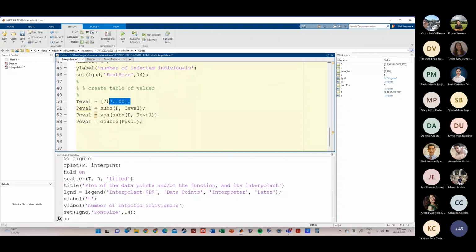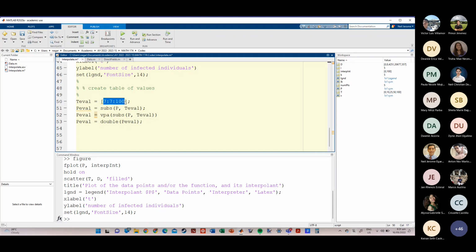Alright? Una, gagawa muna ako ng time interval kung saan ko i-evaluate yung polynomial. So kailangan kong gumawa ng vector na ang laman niya ay lahat ng gusto kong x values kung saan evaluate yung polynomial, right? So I'll use t-eval to call that vector. Ito yung vector na magsisimula kay 7, papunta kay 100, pero ang increment ay 7. So from 7, I'll take steps of 7 units hanggang makarating ako kay 100.